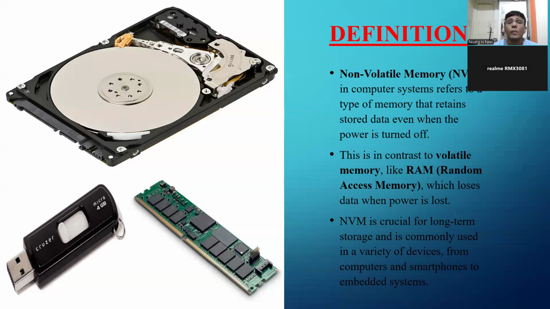Definition. The type of memory which retains its data even after power loss is known as non-volatile memory. Its examples are flash memory, magnetic devices, optical devices, USBs, etc. While a volatile memory example is RAM, which loses its data when the power is lost. NVM is crucial for long-term storage and is commonly used in a variety of devices like computers, smartphones, and even in embedded systems also.